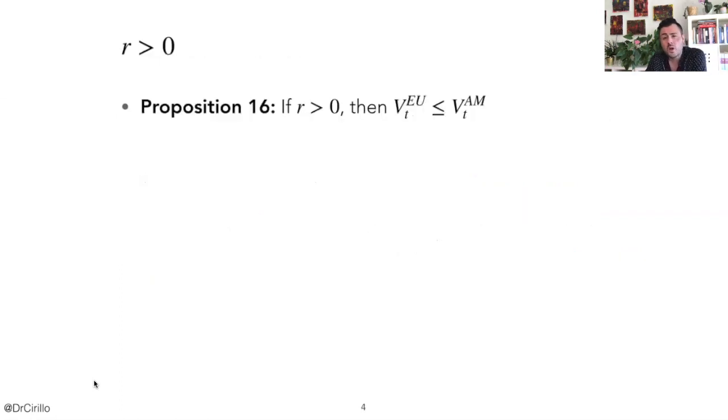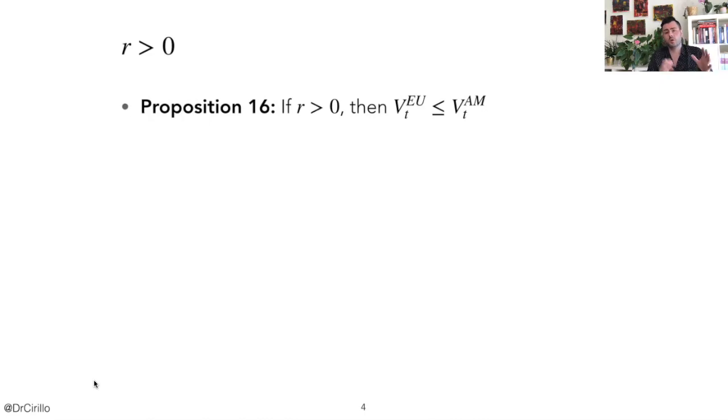Now, we start with a proposition that in our lecture notes is proposition 16. This proposition states the following. In our Black-Scholes-Merton setting with geometric Brownian motion, if r is strictly positive, then the value at t, for t between 0 and capital T, of a European put is always smaller than or equal to the value of an American put.